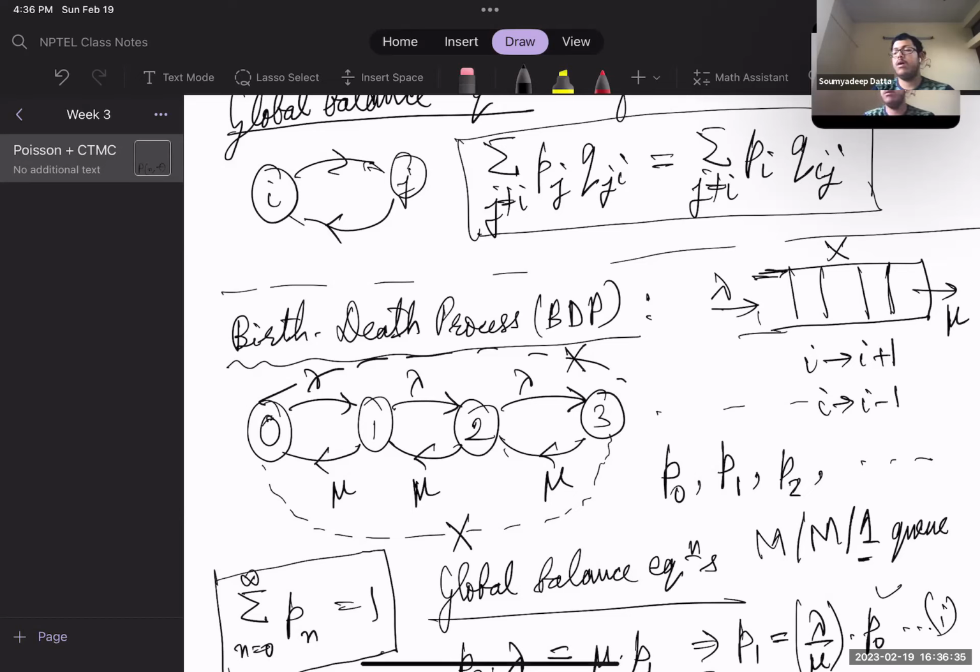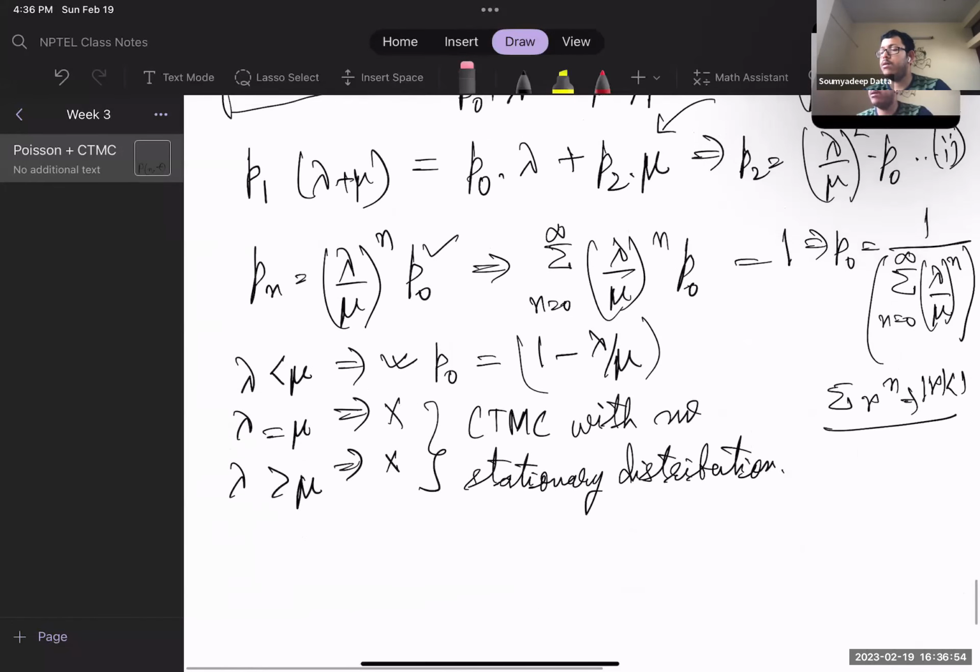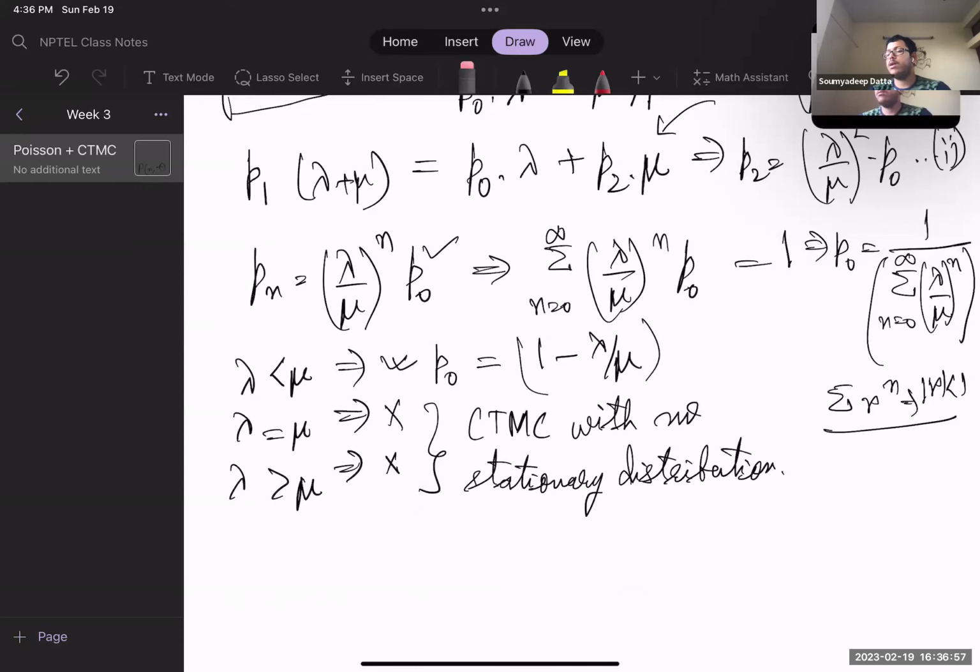Unless you have some kind of finite limit on the number of people you can serve. If you don't keep any limits, the queue length will keep on increasing without any bound. So that is the significance. Mathematically, that kind of queue will be modeled as a CTMC with no stationary distribution, no limiting distribution, or steady state. These are equivalent terms. Stationary is the same as limiting, the same as steady state, all the same.